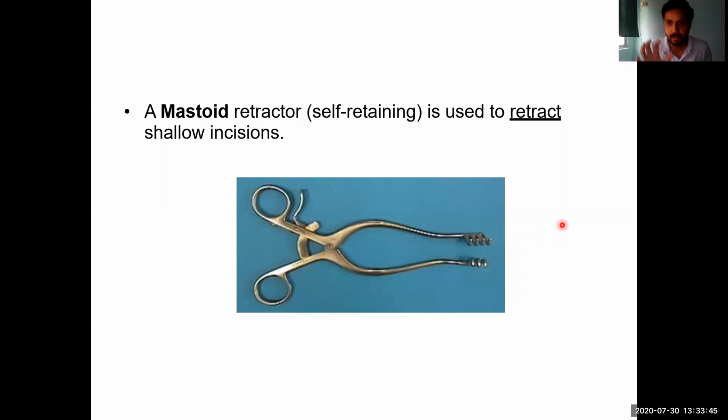On the edges, there are multiple claws. So these claws will retract the skin like this. It will be separated. So your assistant's hand is free to help you or to hold another instrument. This is mostly used as the Masters retractor. Sometimes in other small surgeries we can use this one. But we cannot use this in deeper operations because these edges are not so big that they can hold a bigger size. This can be used only for a smaller incision size.